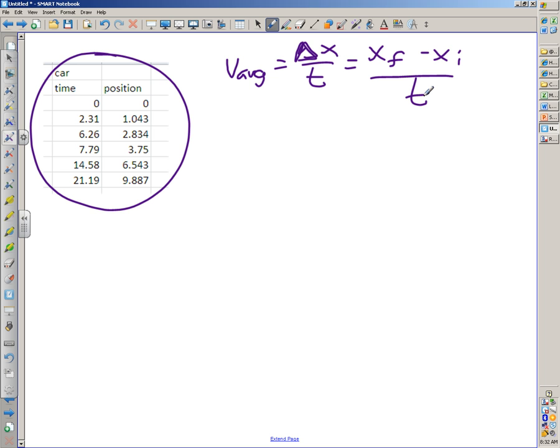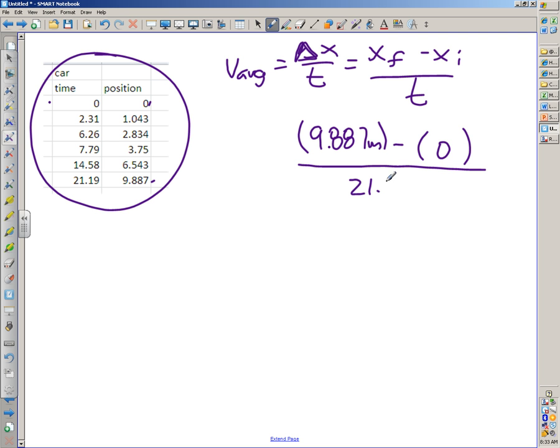For this trip, what was the car's initial position? Zero. That car started at 0. It says 0 is the initial position, so I'm going to plug that in for x initial. What was this car's final position? Where did it end up, based on my data here? 9.887 meters away, so I'm going to plug that in here. And then I'm going to do that over the time that it took to do that displacement. The initial time I started off with was 0. And what was the amount of time that it took for us to complete that displacement? 21.19, so that's going to go here.